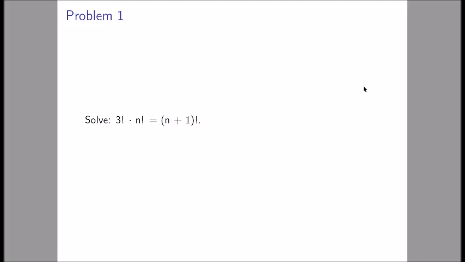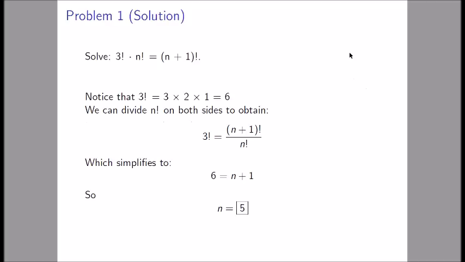Problem 1. Solve 3 factorial times n factorial is equal to n plus 1 factorial. First, we notice that 3 factorial is equal to 6. Then we divide n factorial on both sides. Notice that n plus 1 factorial is equal to n plus 1 times n factorial, so n factorial cancels on the top and the bottom. So we are left with 6 is equal to n plus 1. Therefore, n is equal to 5.